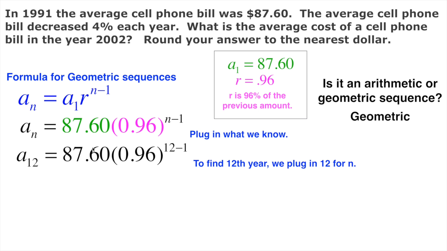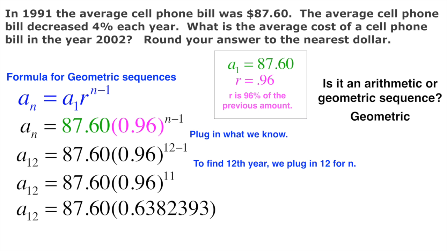If you wanted to, you could plug what's on the right-hand side into your calculator, and that would spit out the answer. That's the easiest route. But if you wanted to go a little further, you could simplify. 12 minus 1 is 11. 0.96 to the 11th power is 0.6382393. Notice how I'm not rounding these. Even though it says round to the nearest dollar, I'm not going to round until the very last step. I just multiply those two together and find out that it's $56. So in 2002, the average cell phone bill would be $56.